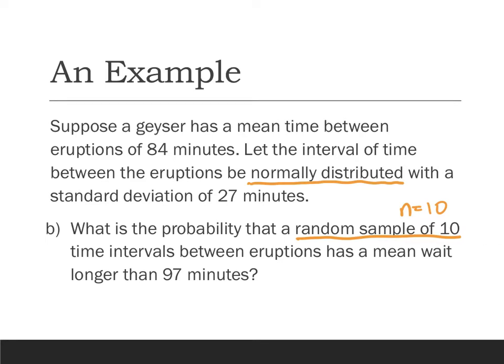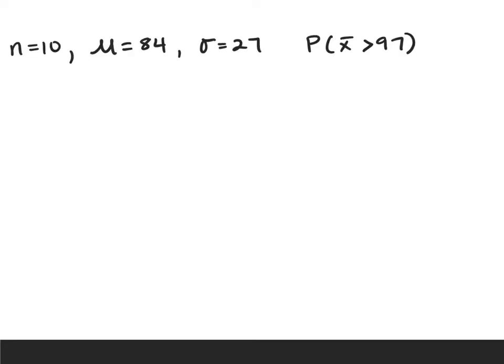So again, I'm going to go on to a clean sheet so that we can draw this out and see how this is slightly different, and of course we'll get a very different answer than what we did in part A. Okay, so I've started out with the same information that I had on the previous screen. I've got an n equals 10, that's my sample size. I have the mean and standard deviation, and I'm still looking for the probability that the sample mean, taking a sample of 10 eruptions, gives a mean wait time of more than 97 minutes. So that's going to be very different.